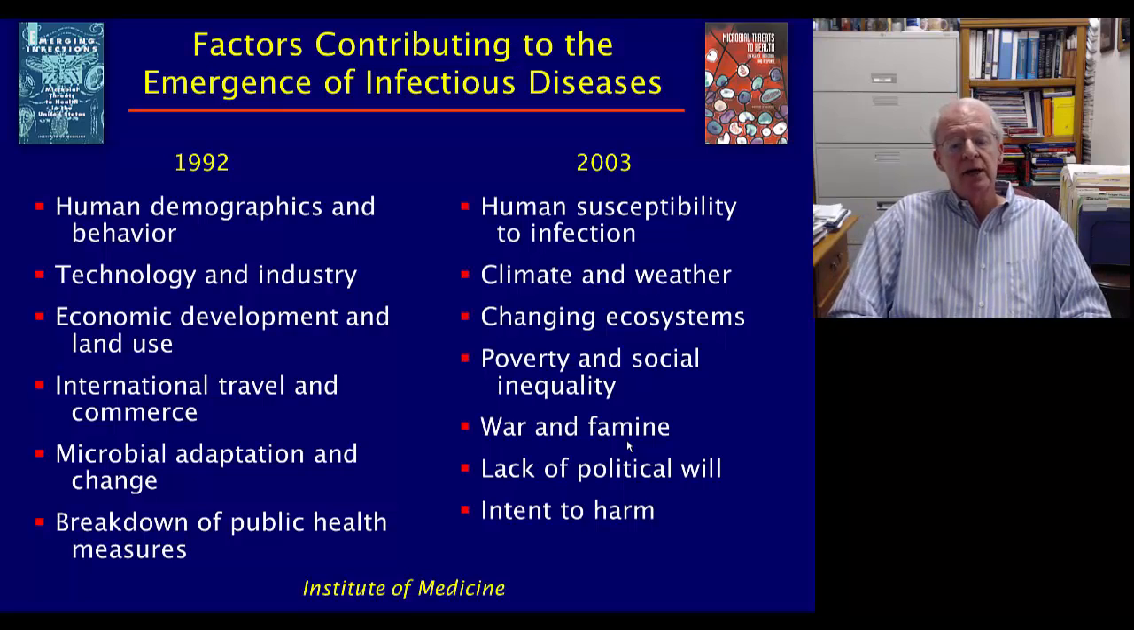international travel and commerce, the dramatic increase that we've seen in the volume and speed with which humans, animals, and commodities can move around the world. Microbial adaptation and change in response to selective pressures. Drug resistance is a good example of the impact of that particular factor. And breakdown of public health measures as a result of the complacency that we've talked about. And we've seen that at the local level, at the national level, and indeed at the global level.